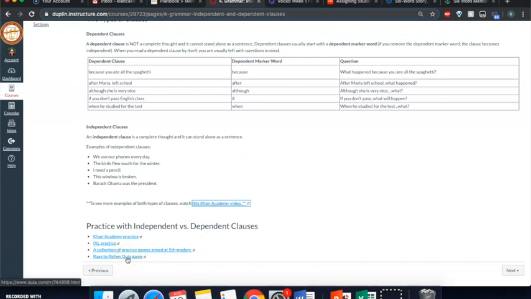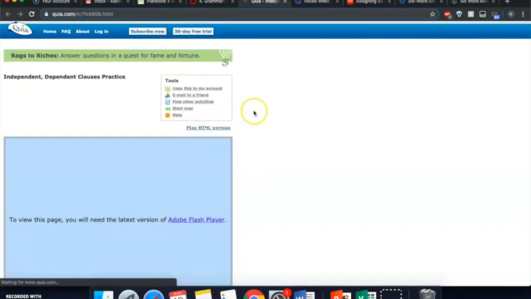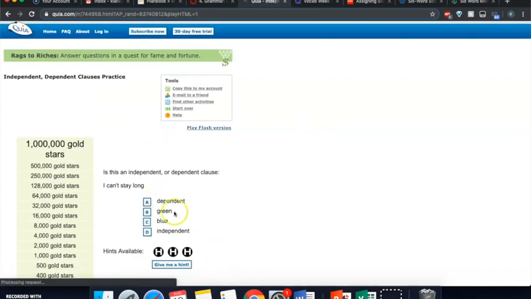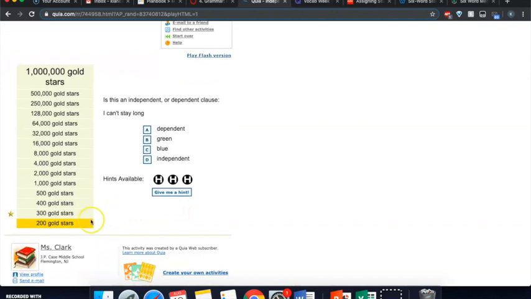At the end of the lesson, you want to be able to click on whatever the highest level practice is. In this case, it's a game on Kia. So I have a practice question here. Which type of clause cannot stand alone as a complete thought? And that would be a dependent clause. So I got that one right, and I got my points.